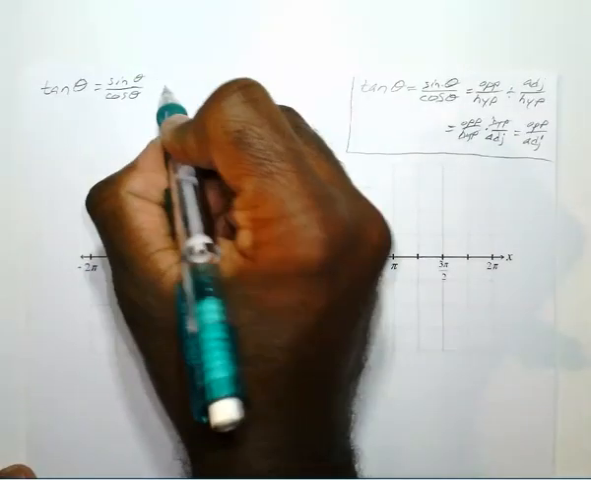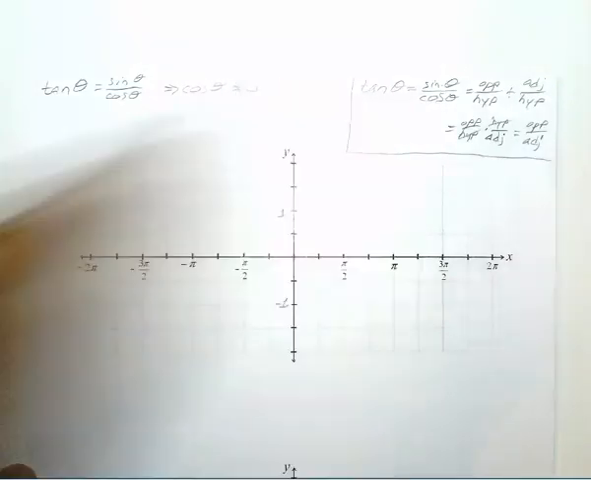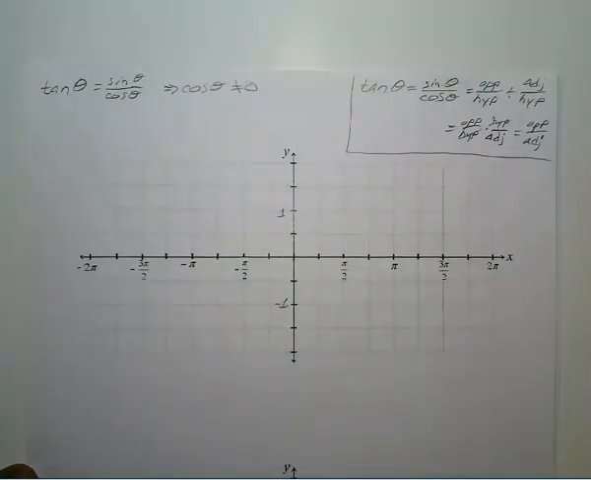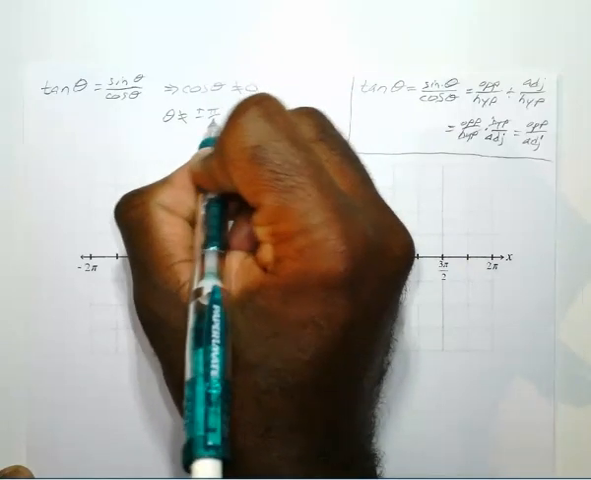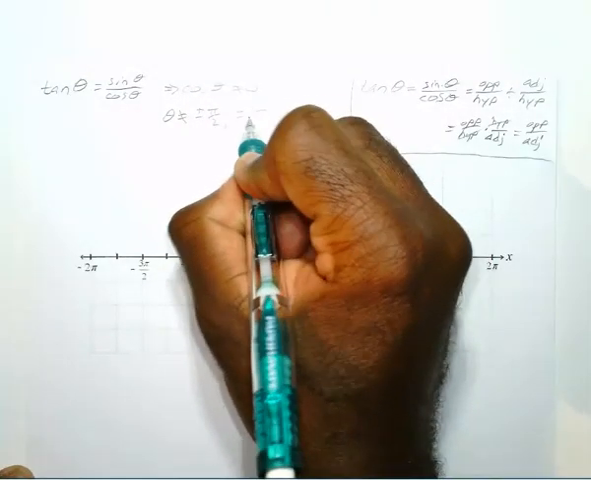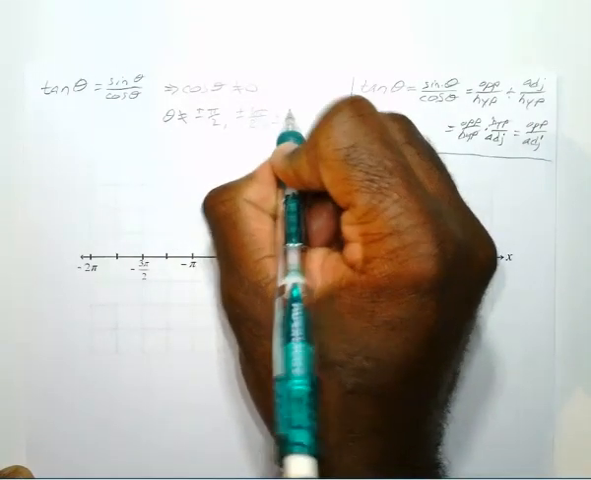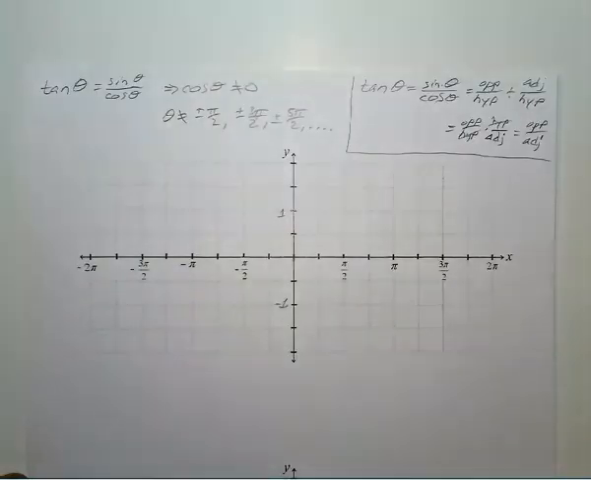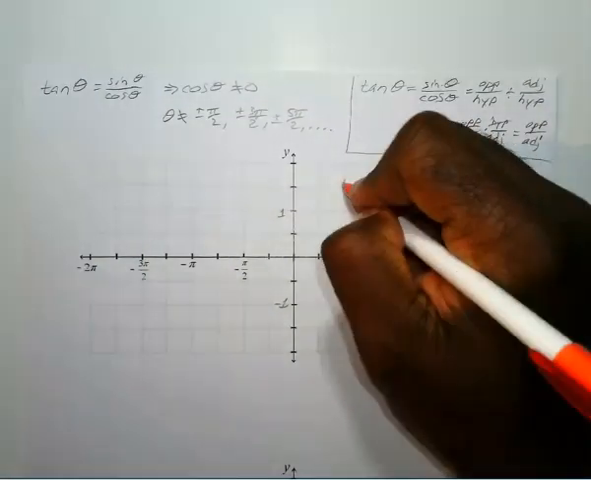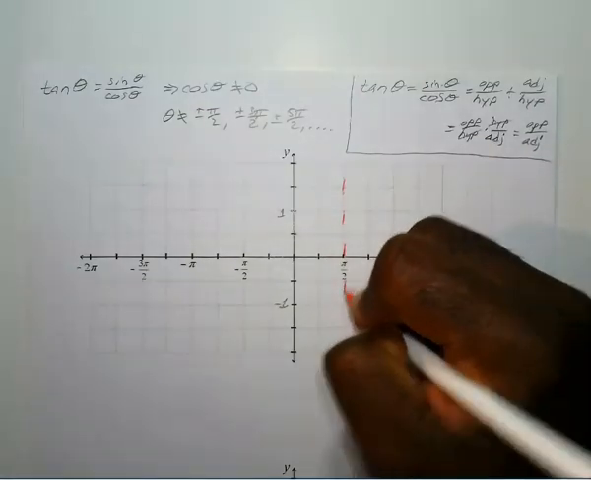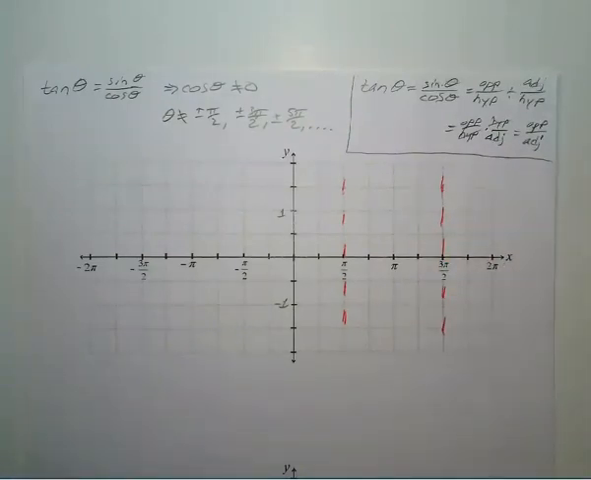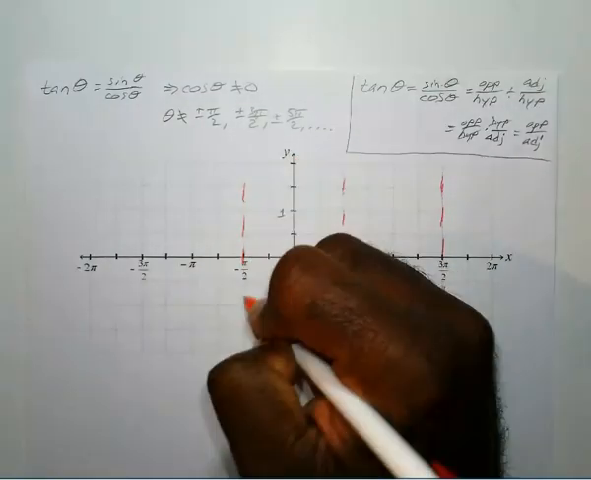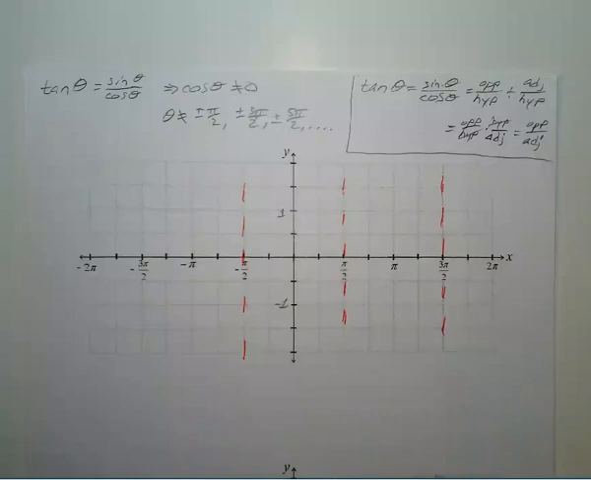Okay, what does that tell us? Well, it tells us that cosine cannot equal 0. So what values make cosine 0? Theta can't equal positive or negative pi over 2, positive or negative 3 pi over 2, positive or negative 5 pi over 2, and so on. So for our pi over 2, that's a vertical asymptote. Same thing with our 3 pi over 2, that's a vertical asymptote. Same with negative pi over 2. Same with negative 3 pi over 2.